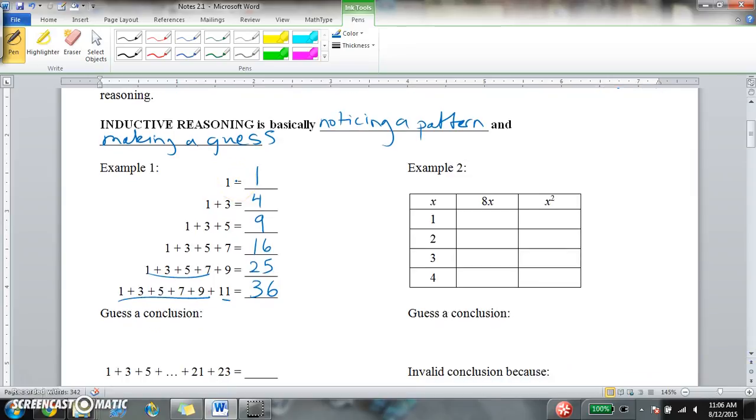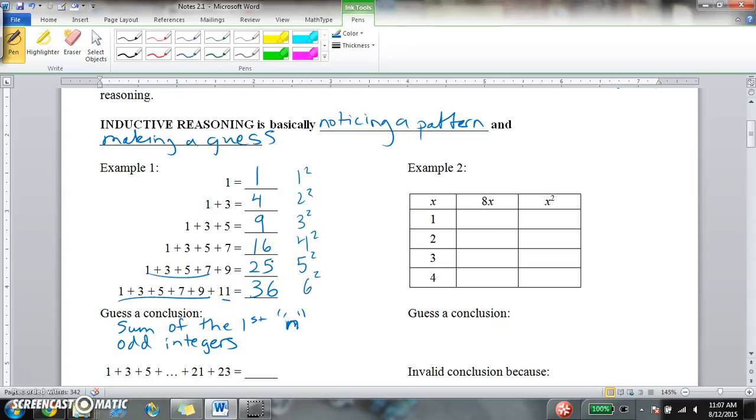So here we were adding up odd integers, so our conclusion would be that the sum of the first n, so we're just going to use n as a number, so any number of odd integers. If we look at what's happening here, these are all something that we call perfect squares. So 1 squared is 1, 2 squared is 4, 3 squared is 9, 4 squared is 16, 5 squared is 25, and 6 squared is 36.